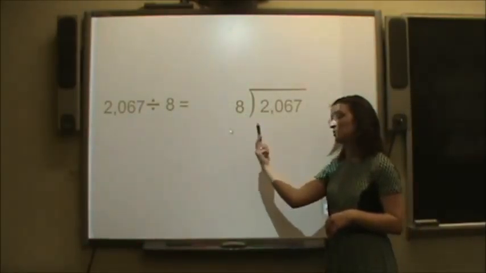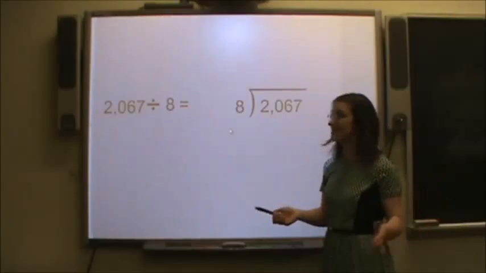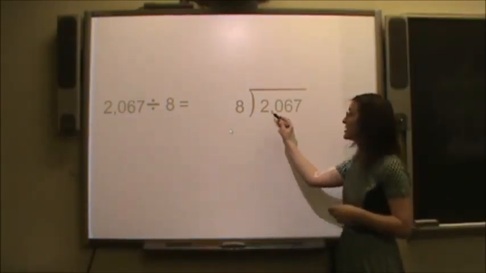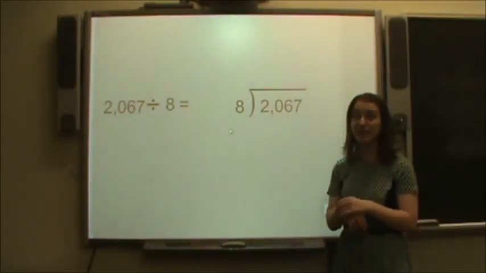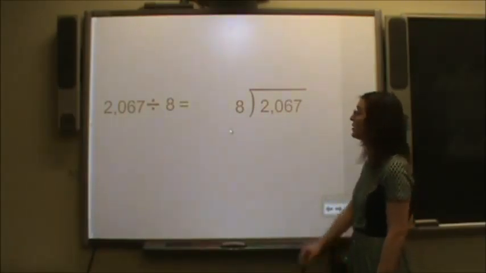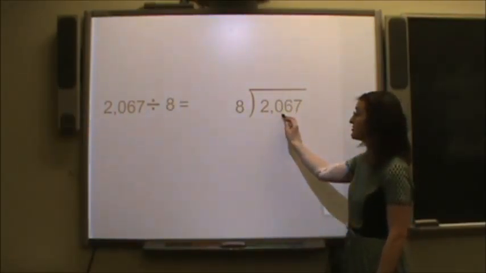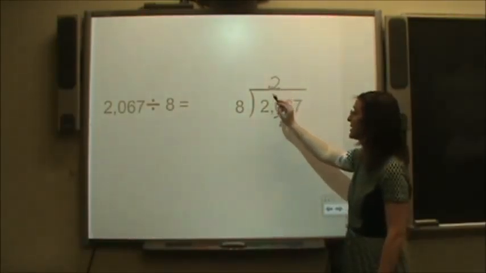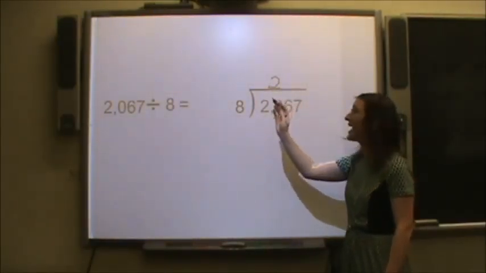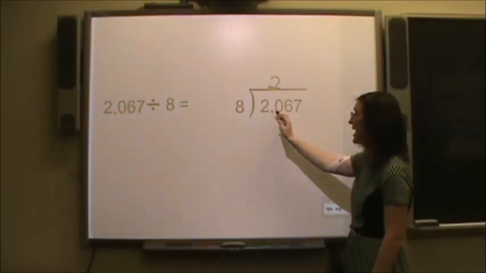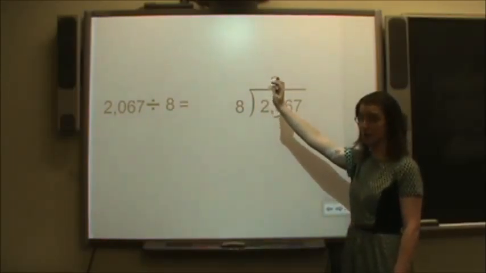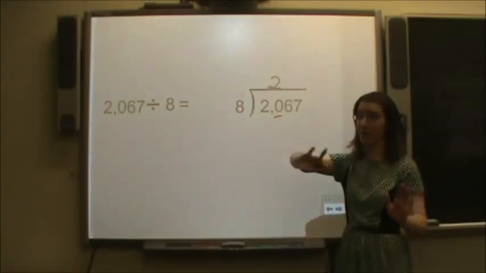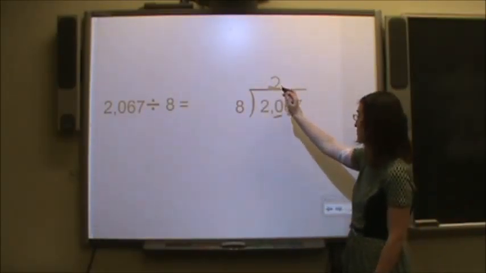8 go into 2? It doesn't. So now we have to go to the next place value. How many times does 8 go into 20? It'll go in twice. So because this was the last place value I was working with, I write the 2 above the hundreds place. So it's technically saying 8 goes into 2,200 times so far. That's only part of our quotient. We don't have the whole thing yet.